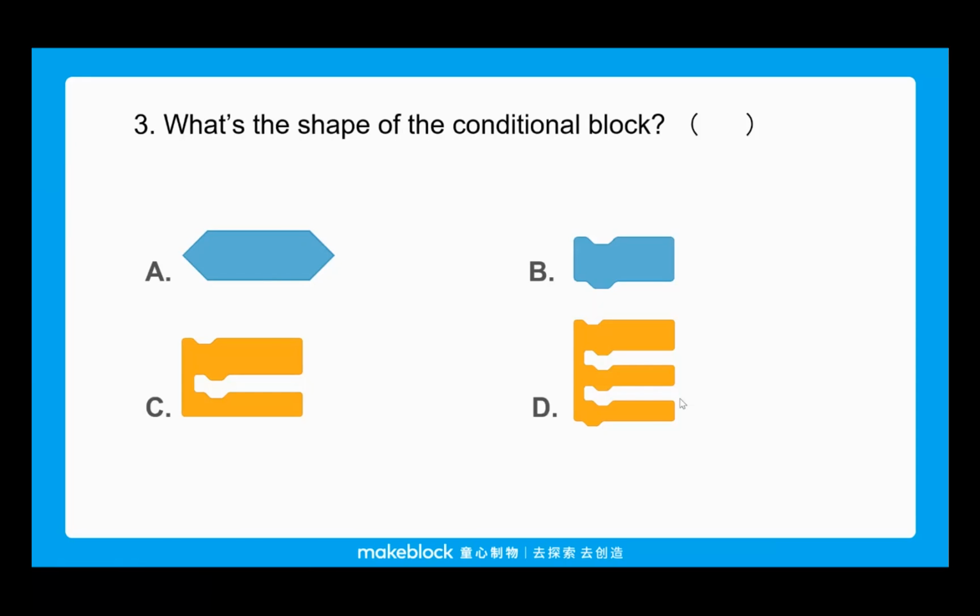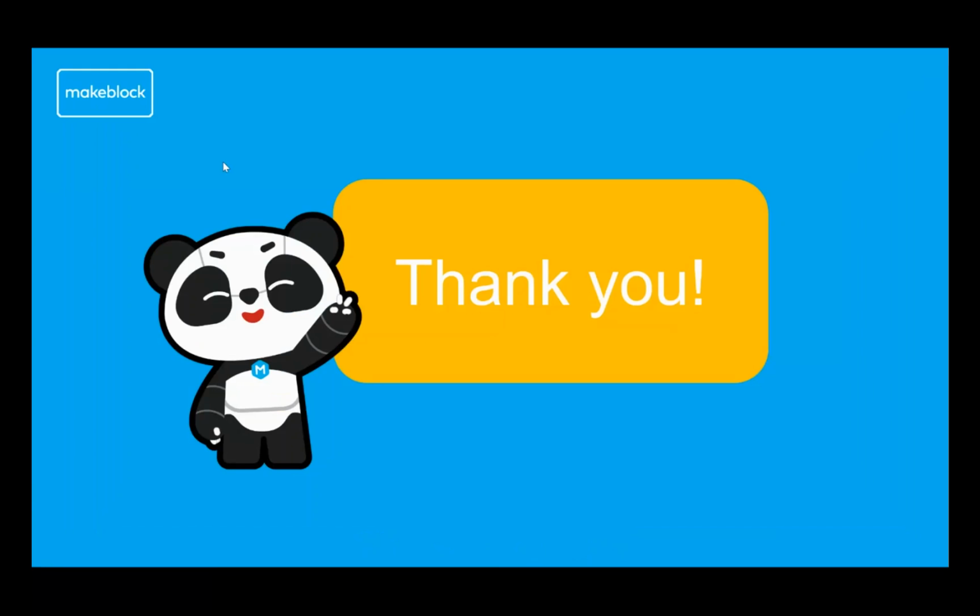And then last but not least, what's the shape of the conditional block? So which of these is the shape of the conditional statements block? So we've been using this a lot within this lesson. Hopefully you've got this one right straight away. It is, of course, A. So that is the shape of the conditional block, which we put within the if-then statements. And I'm sure that's starting to get ingrained into your memories already. But hopefully we've got all those 3 questions right.